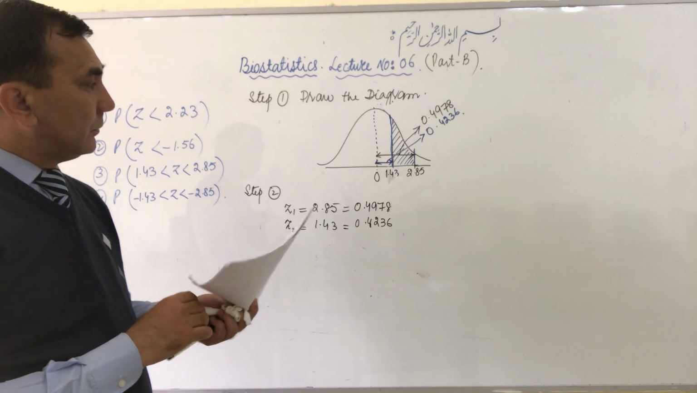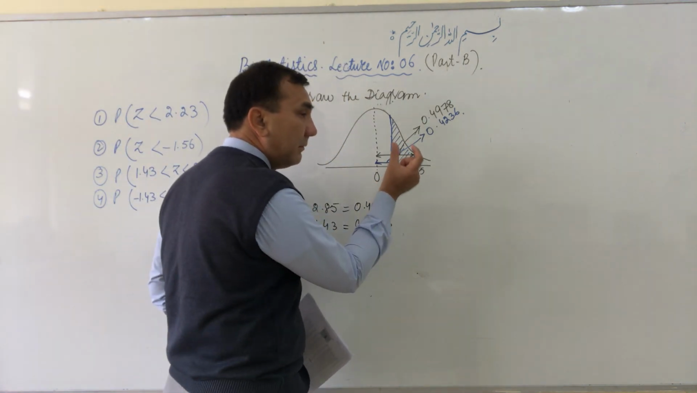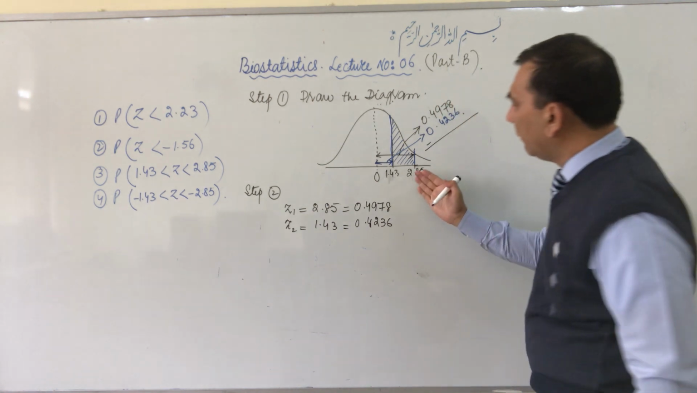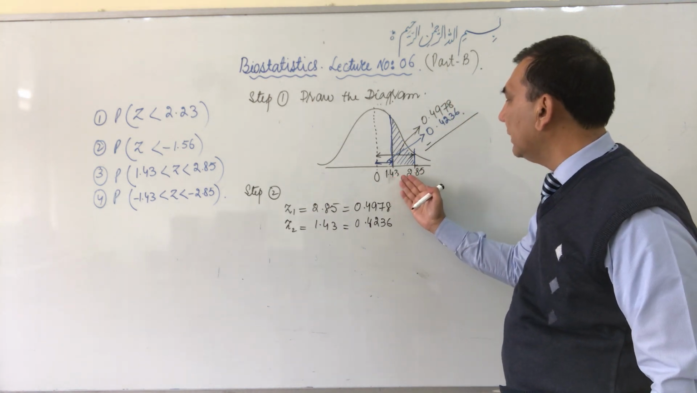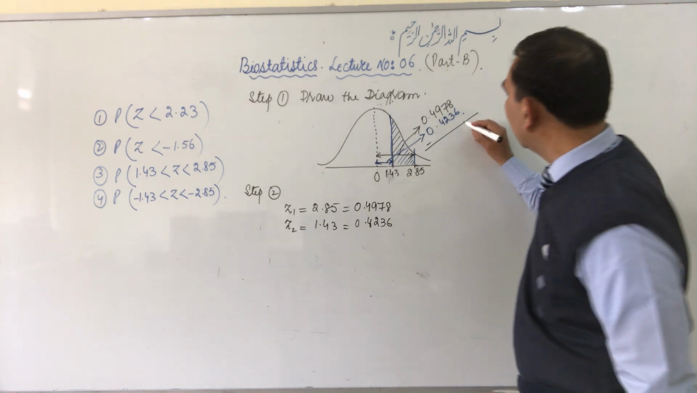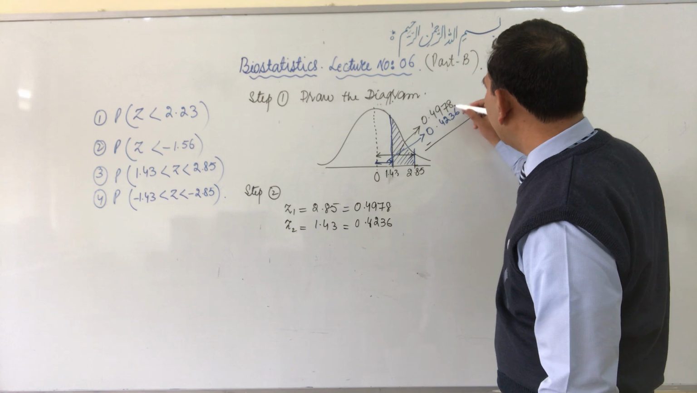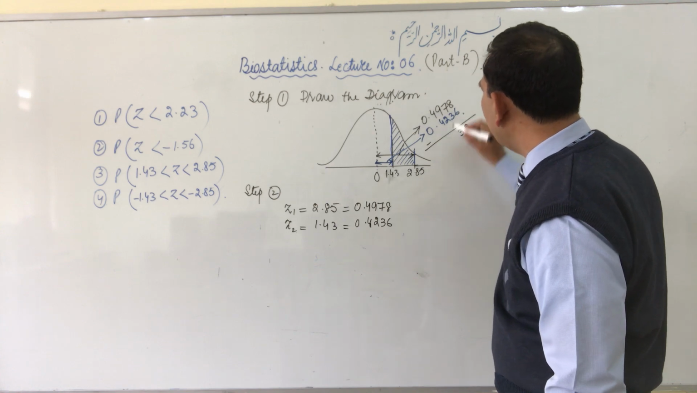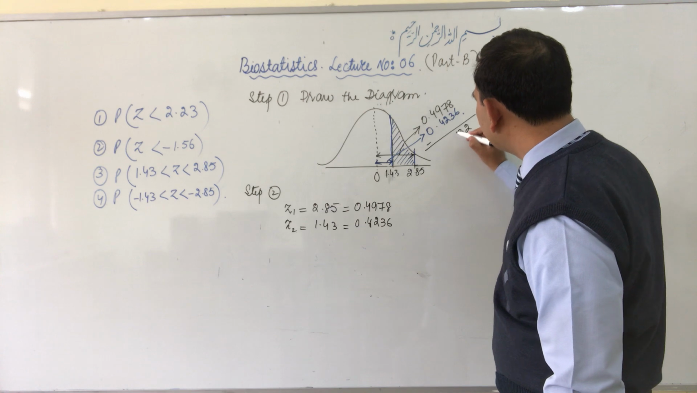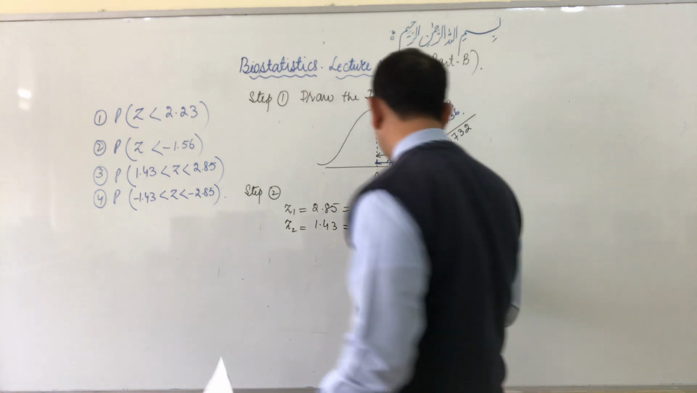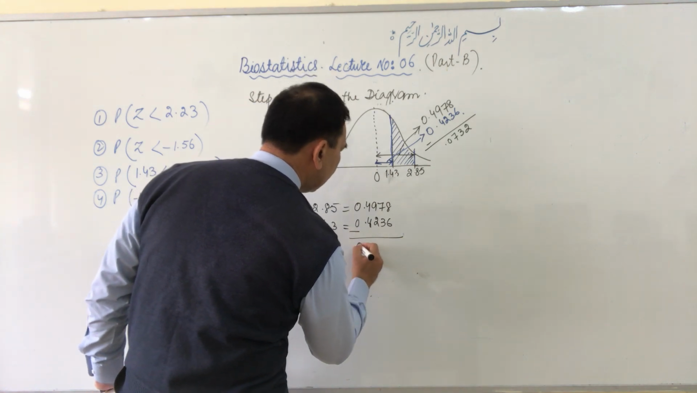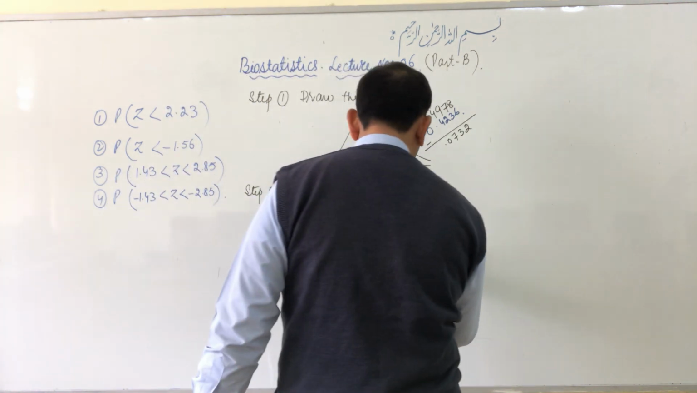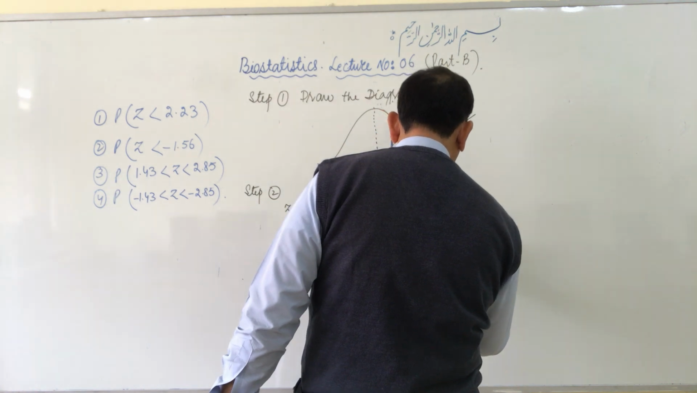So what will we do? We have to find this area between them, so we will subtract the value of 1.43 from the value of 2.85. 8 minus 6 is 2, 7 minus 3 is 4... the result is 0.0742. If we multiply it by 100, it becomes 7.42%.